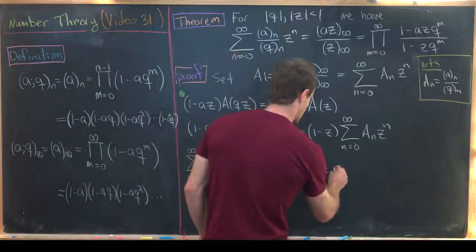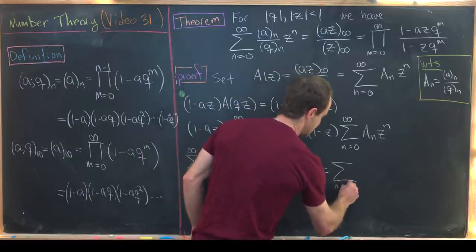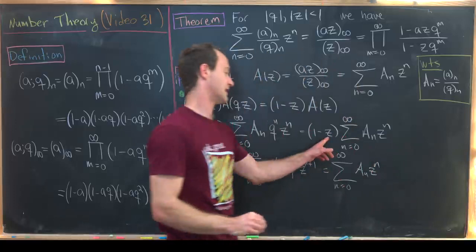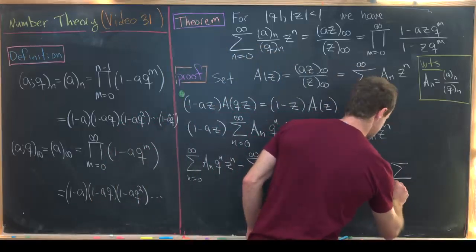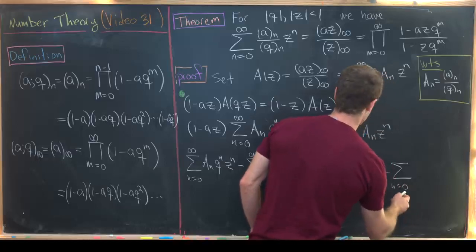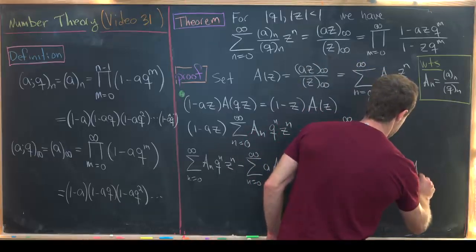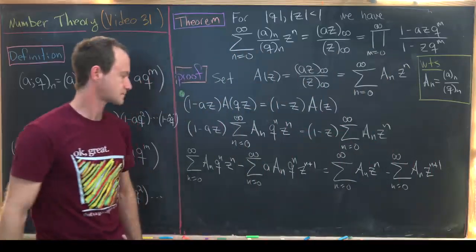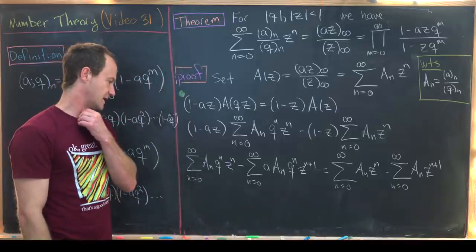And then over here on the right-hand side, obviously multiplying by 1 is not going to do anything, so I can just bring this down. And then multiplying by z will bump that exponent up by 1. So I've got my sum as n goes from 0 up to infinity of a_n z to the n plus 1. Okay, nice. So where do we go from here?